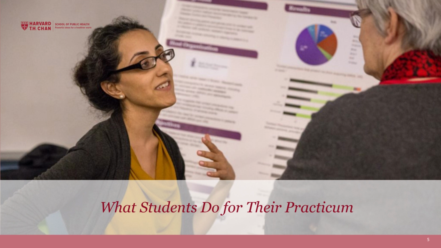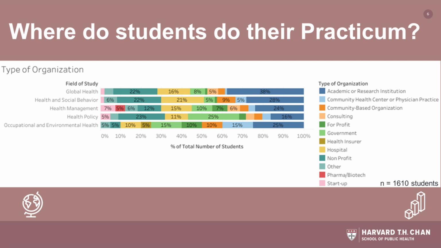Within the next few slides, we're going to be looking at a few graphs that showcase what students typically do for their practicum. This includes where students do their practicum, what type of work is done for the practicum, and also what type of deliverables are created. Here we have the types of organizations where students typically conduct their practicum. As you can see, there is a pretty wide variety. Some of the most popular choices include government agencies, hospitals, nonprofits, community health centers. Again, there's a very wide variety of different types of host organizations where students conduct their practicum.